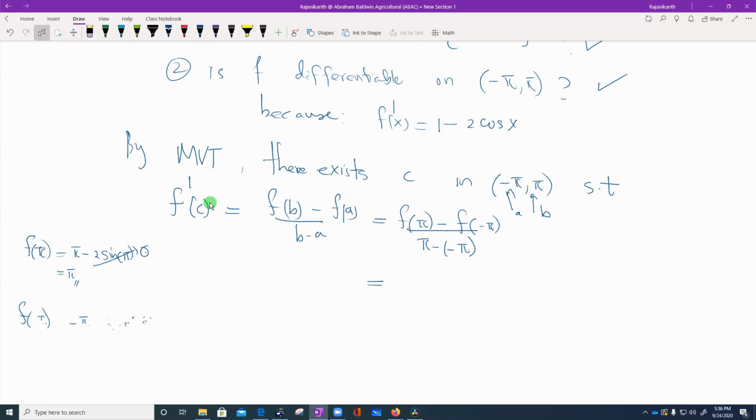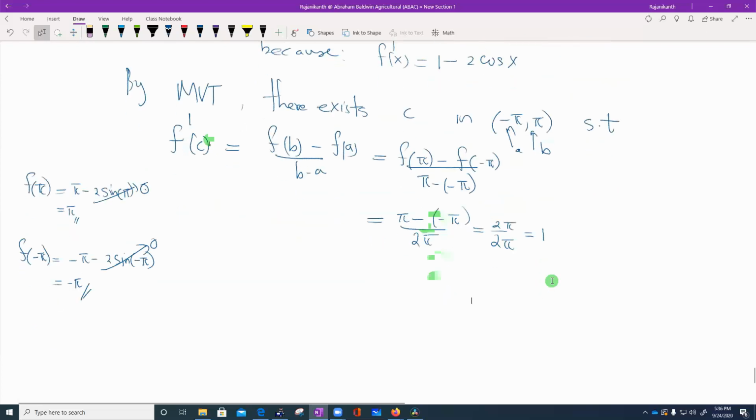Again, sine of negative pi is also 0, so you will get negative pi. So if you're plugging these two into this formula, f of pi minus f of negative pi over the denominator, which is minus into minus plus, will be 2 pi. If you simplify further, negative, negative, positive, you will get 2 pi over 2 pi. That is 1, right?